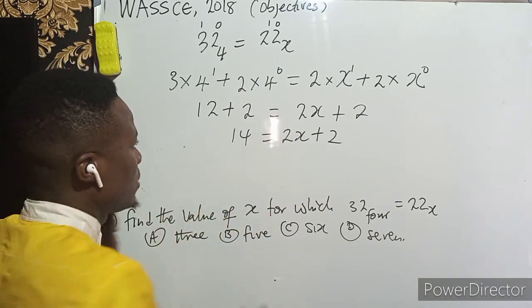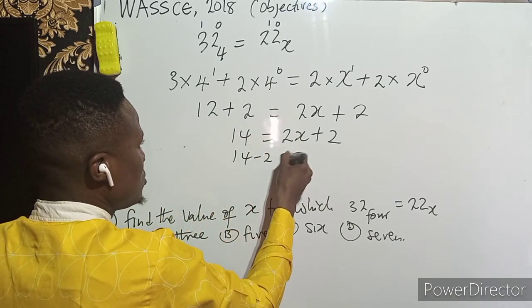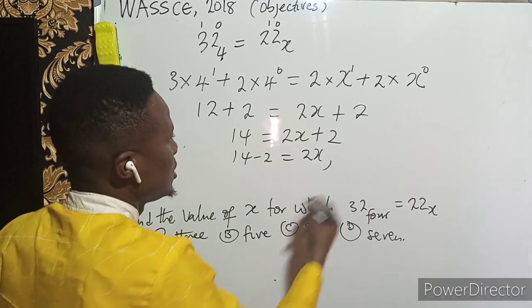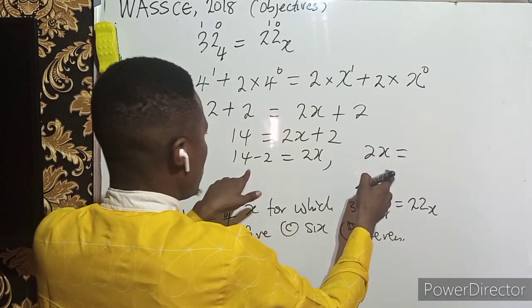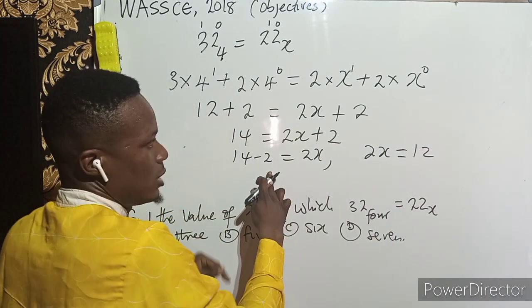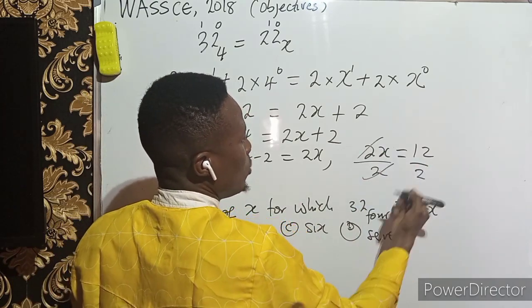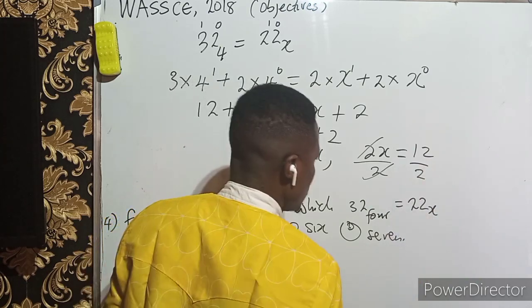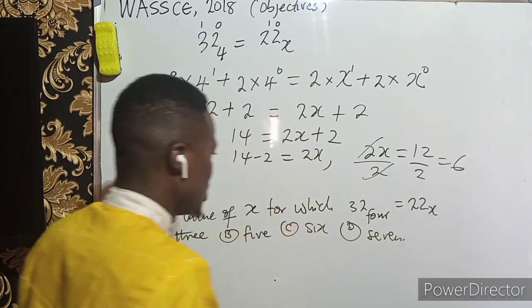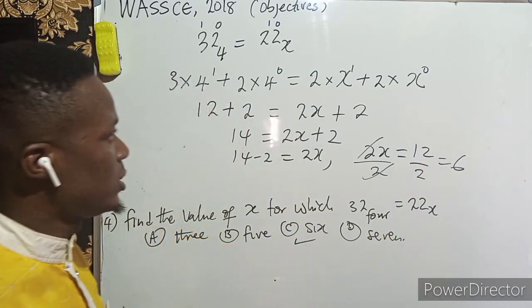These two crossing over becomes minus, so we have 14 minus 2 is equal to 2x, which implies that 2x is equal to 12, because 14 minus 2 is 12. To get x, I'll divide both sides by 2, and when I do that, you see that 12 divided by 2 is equivalent to 6. So the answer is option C, 6.